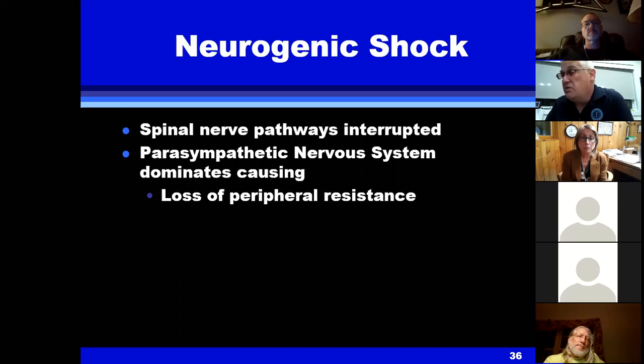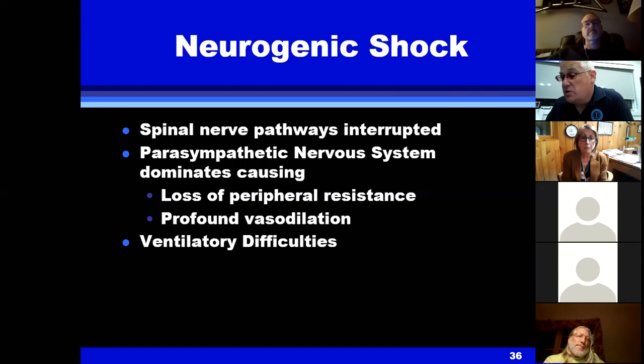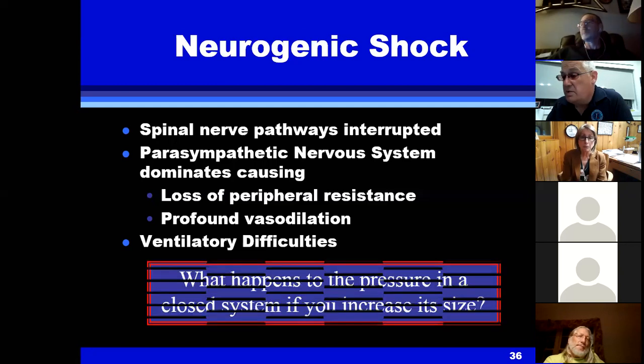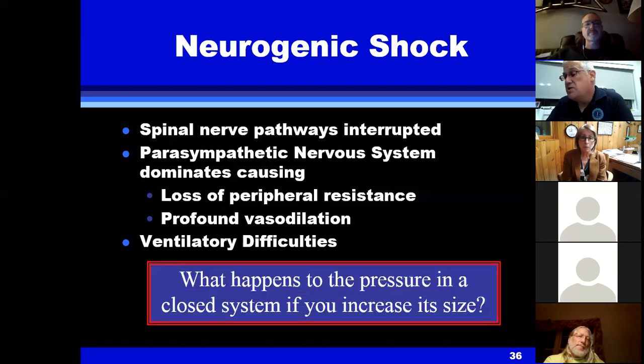Okay, there can also be ventilatory difficulties if you have a spinal cord injury because the nerves that send signals to your diaphragm and your intercostals don't work, right, because they're interrupted. So I asked the question, what happens to the pressure in a closed system if you increase its size? Your blood vessels are a closed system, and there's a certain blood pressure there. Now, all of a sudden, because you have a neurogenic shock or any of the distributive shocks, your blood vessels dilate, your pressure has to drop, right, because you didn't gain any more fluid in that process.